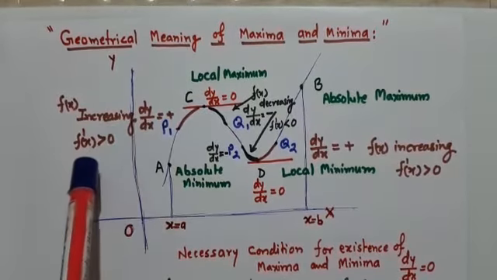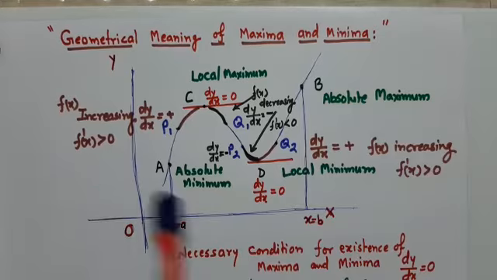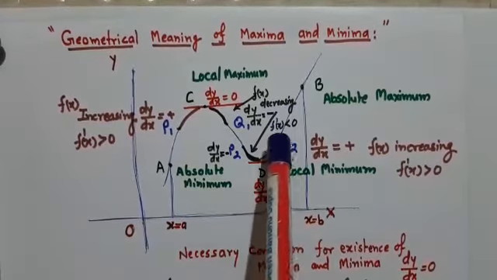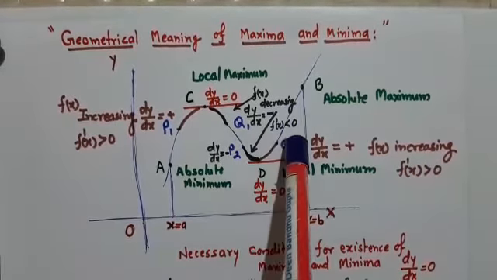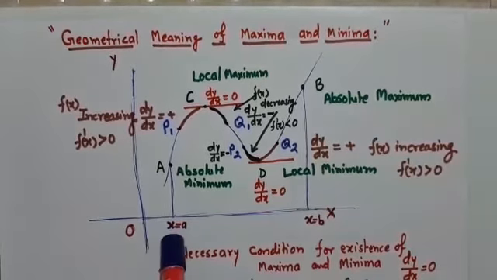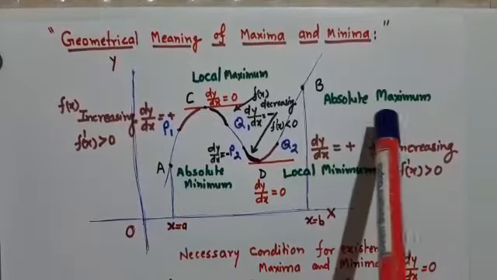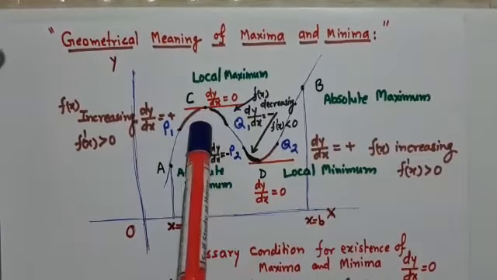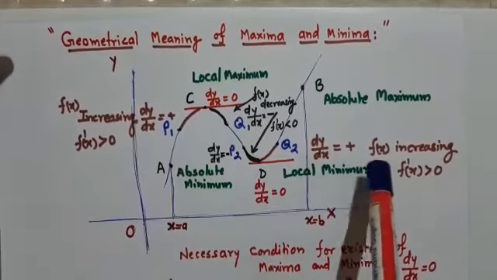In case of increasing, f dash x is greater than 0, and in case of decreasing, f dash x is less than 0. This is the absolute minimum and this is the absolute maximum, absolute minimum at x equal to a and x equal to b. And here that is local maxima and here local minima.